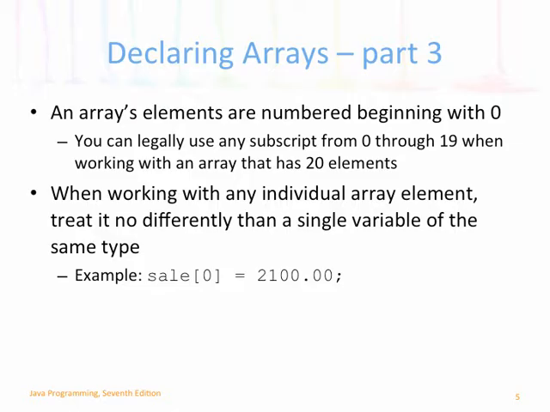We already talked about the subscript. When working with any individual array element, treat it no differently than you would a single variable of that type, a primitive variable that we've been using already. Also called atomic variables because they can't be further subdivided. So to access the first element in the cell array, you would say cell sub 0. Those square brackets with the index inside are read "sub," and then the index is said. So cell sub 0 equals 2100.00. So we're taking 2100 and we're storing that in the first element of the cell array.